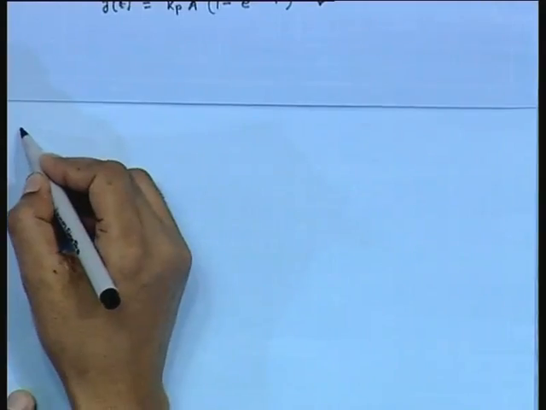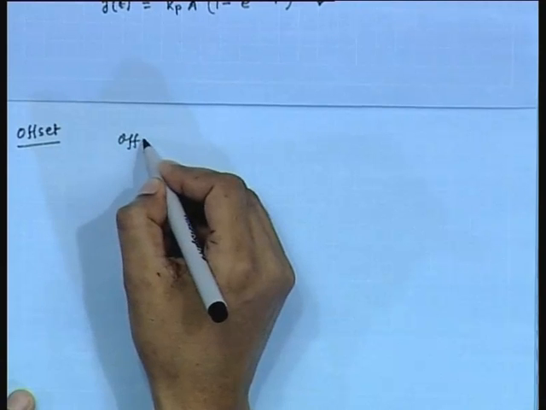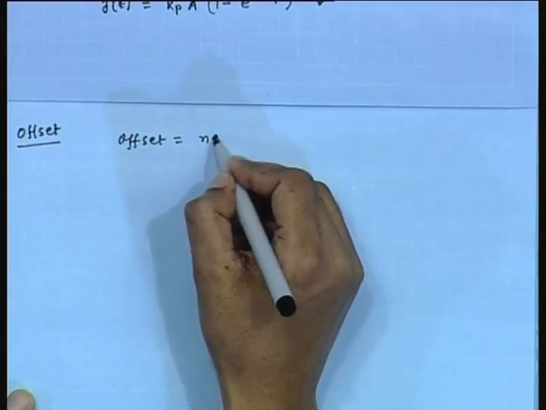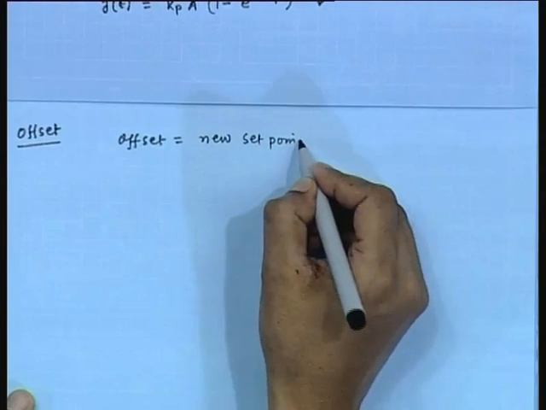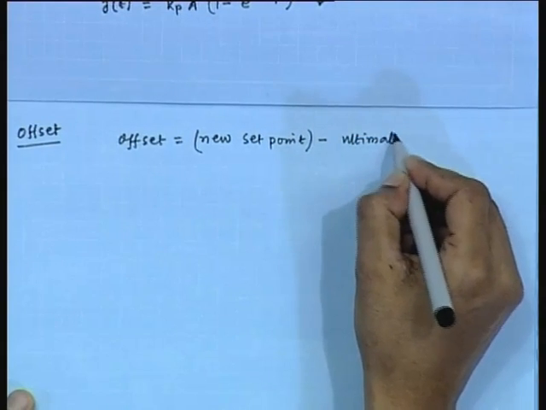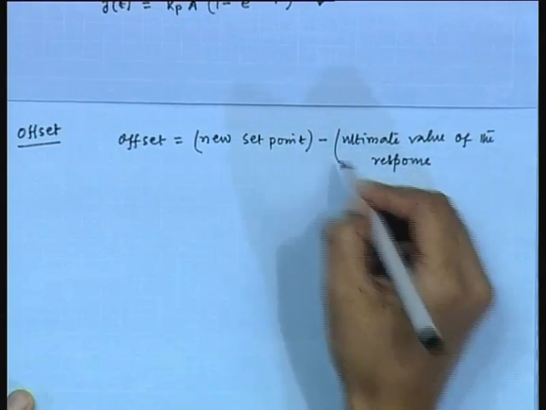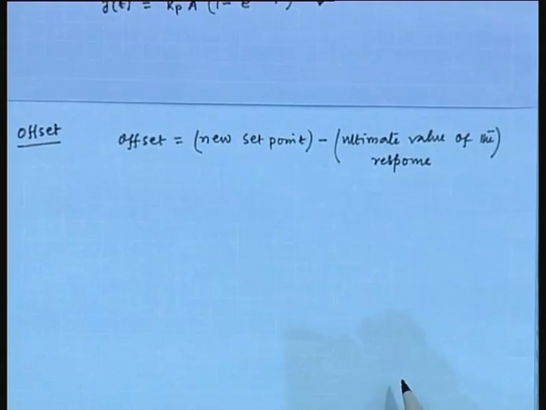Now, we will try to discuss the offset. I mean, we will try to determine whether the process under P-only controller shows any offset or not. Offset is calculated by representing it as new set point minus ultimate value of the response. Offset is calculated using this form: new set point minus ultimate value of the response.